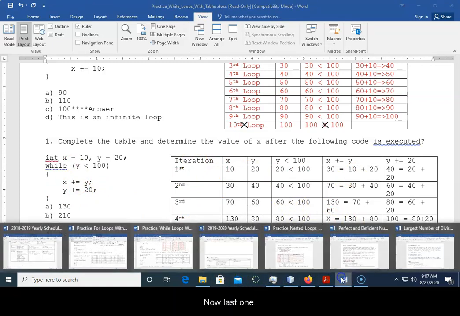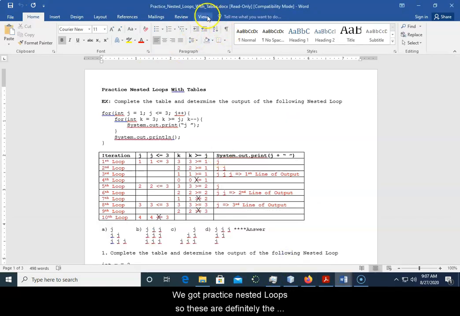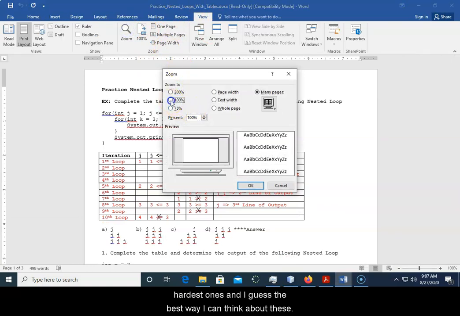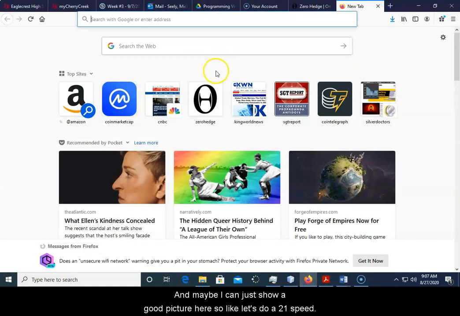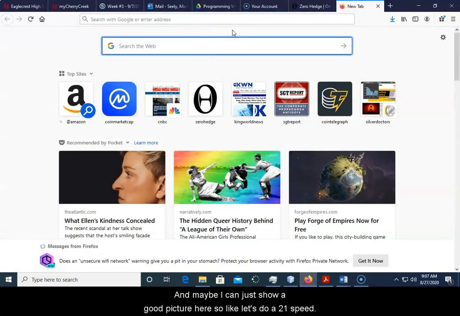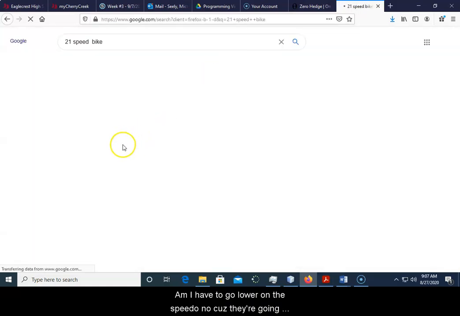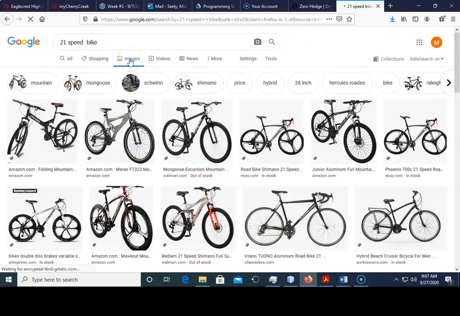Now, last one, we got practice nested loops. So these are definitely the hardest ones. And I guess the best way I can think about these, and maybe I can just show a good picture here. So like, let's do a 21 speed bike. Let's look at just the images, so you guys can kind of think about it.